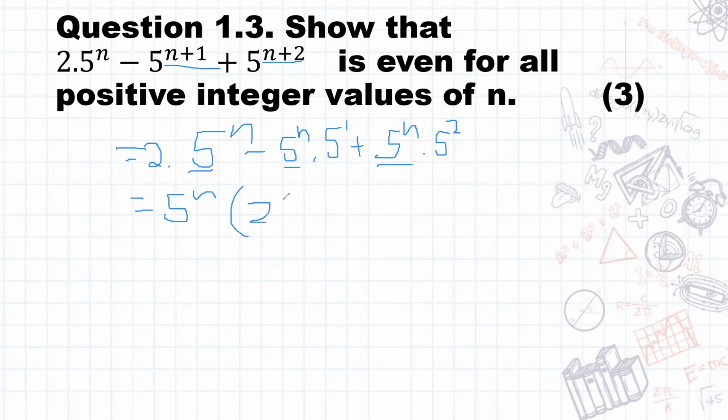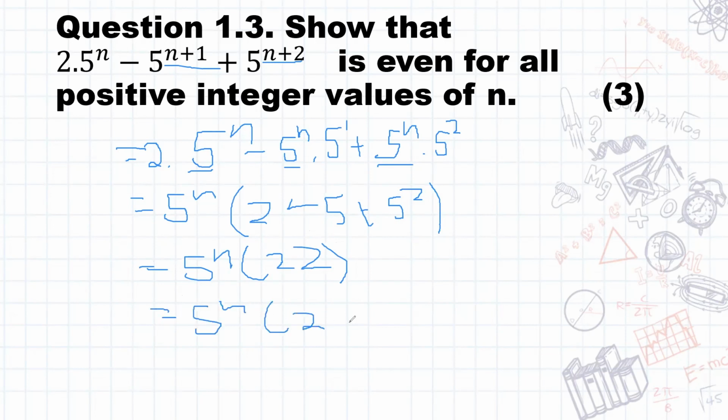So I'm left with 2 minus 5 plus 5 squared. I'm just going to chuck that quickly into my calculator, and that will give me an answer of 22. So I have 5n times 22. Now 22 is really 2 times 11, right? And when you multiply any number by 2, it will always be even. So what you would then say is 5n will always be even because it is multiplied by 2. So that's your last part of that answer, and that will also give you a mark.